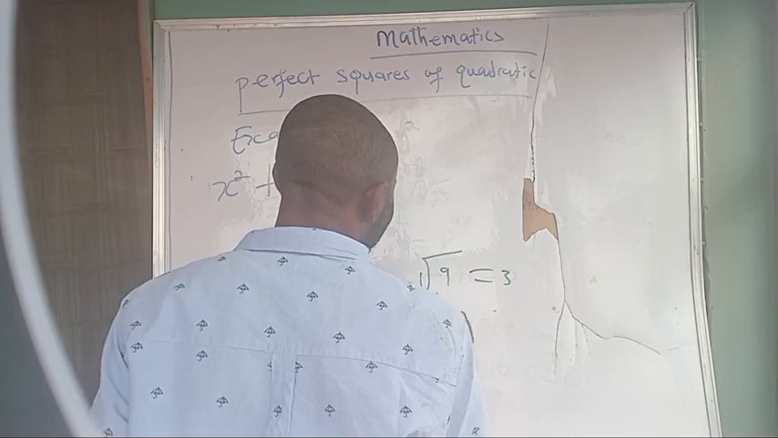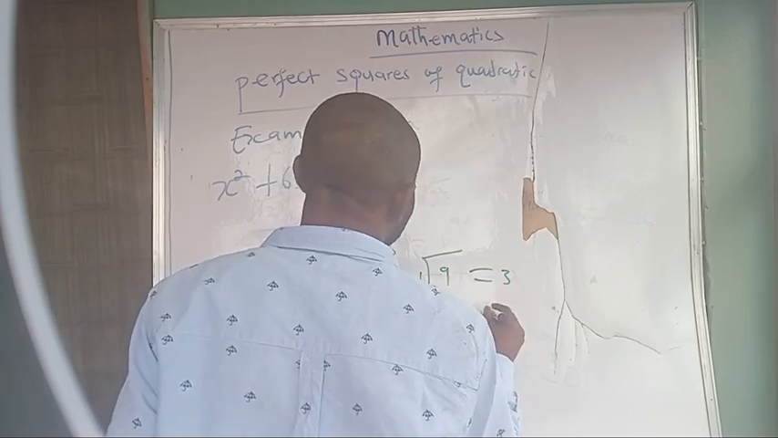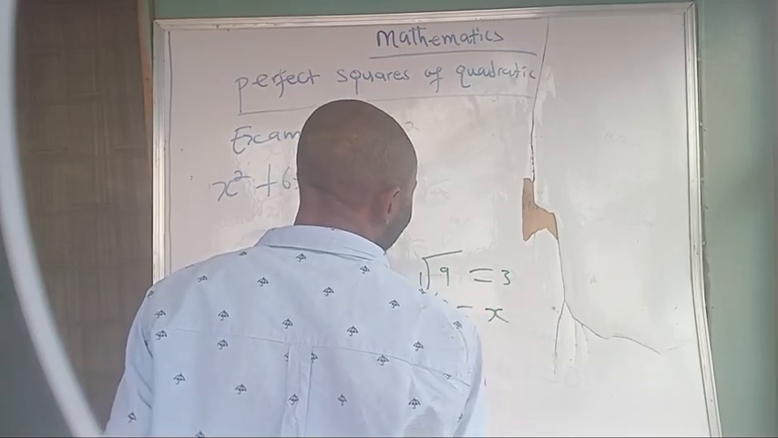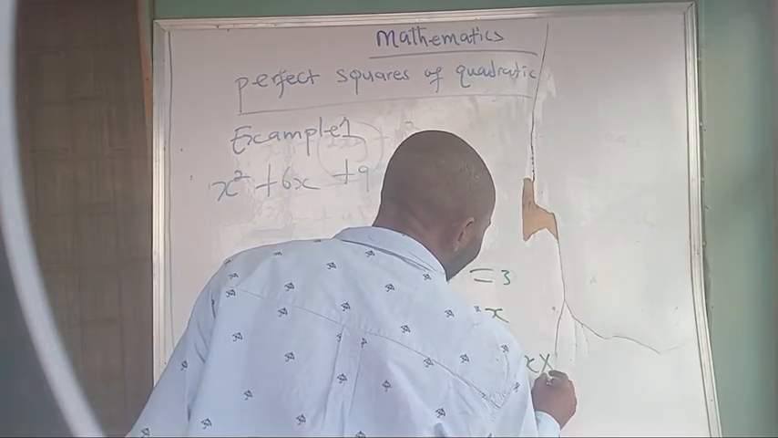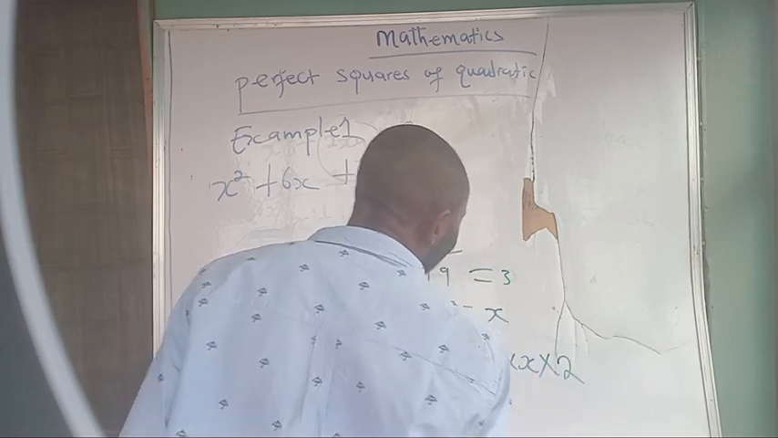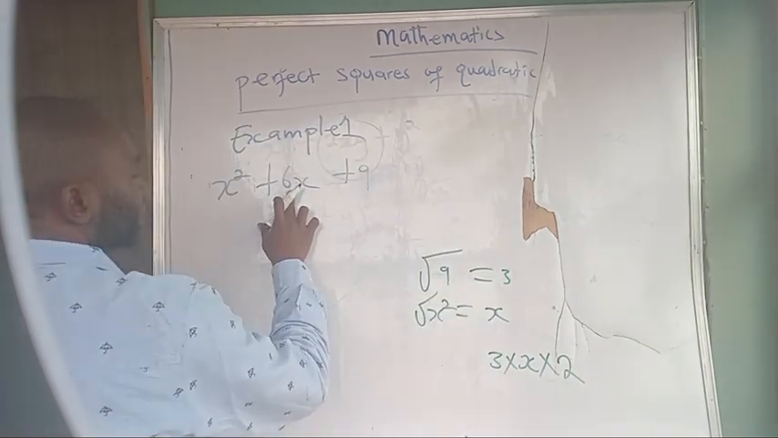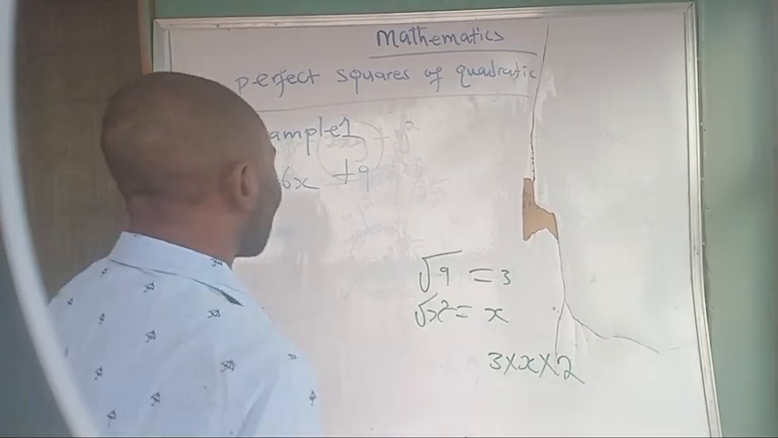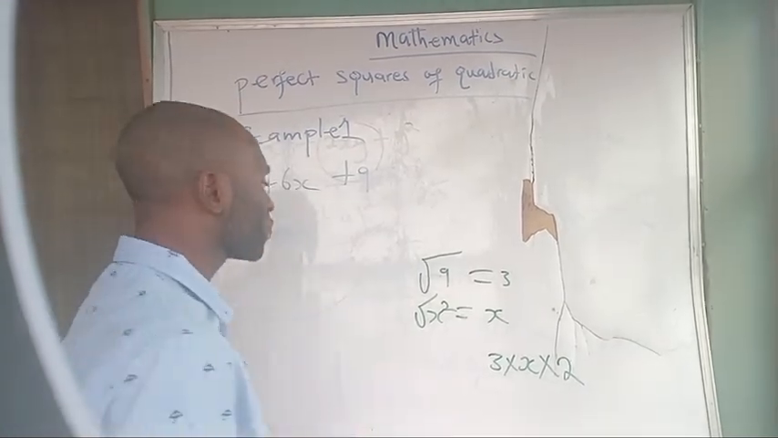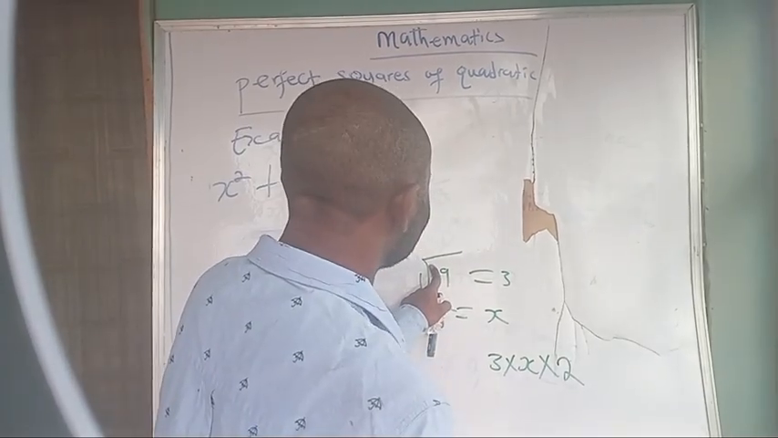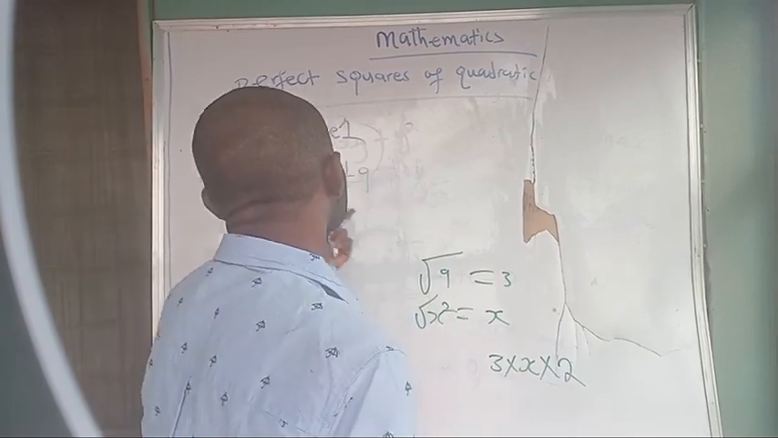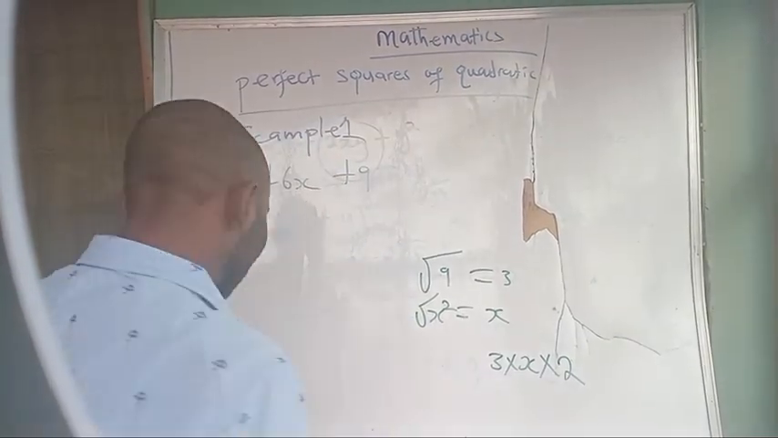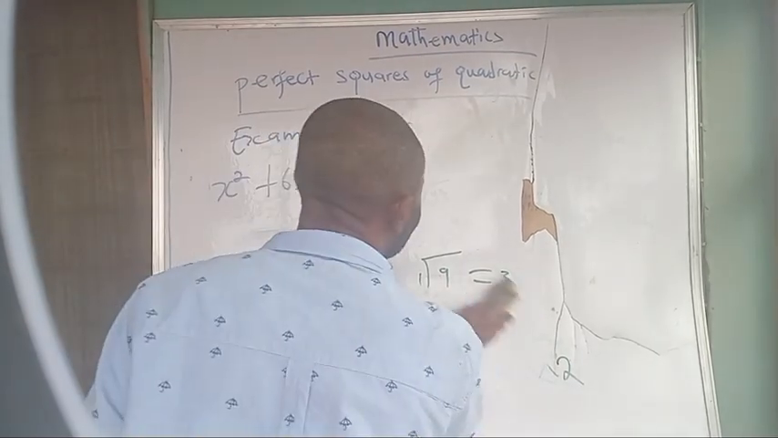The square root of x squared will give us x. So 3 times x, then multiplied by 2, will give us 6. So this equation is said to be perfect, because we take the square root of the last term and the first term, and when we multiply it by 2, it gives us the middle term. So that equation is perfect.